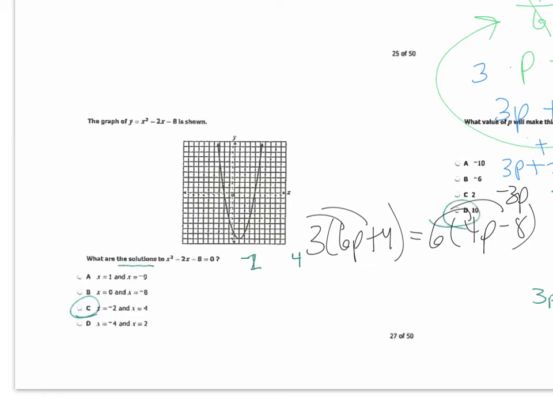If I come over to 27, it says the graph of that is shown. What are the solutions to that? Ladies and gentlemen, whenever it says solutions and it's talking about a quadratic, it wants to know where its x-intercepts are. So its x-intercepts are here and here, which is -2 and 4, which is why it is C.